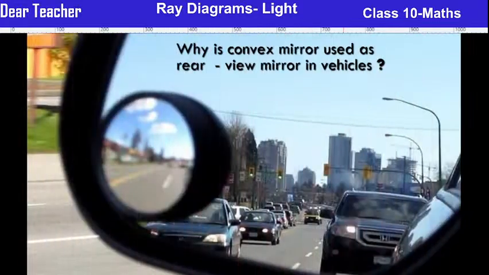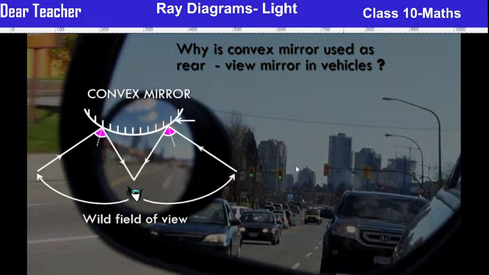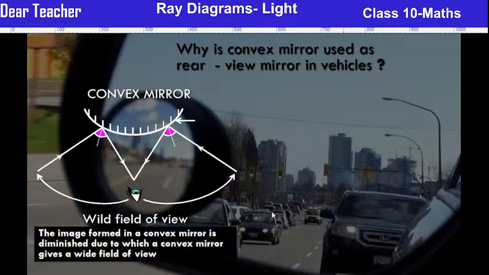Why is a convex mirror used as a rear view mirror? For every vehicle, to see what is behind, they use a rear view mirror. This is a convex mirror. Why is it used? Because a convex mirror curves outward like this, it covers a very wide field of view. The image formed in the convex mirror is diminished, due to which the convex mirror gives a wide field of view.